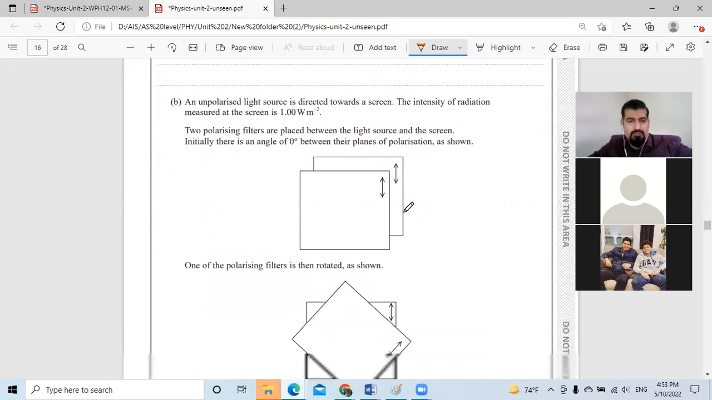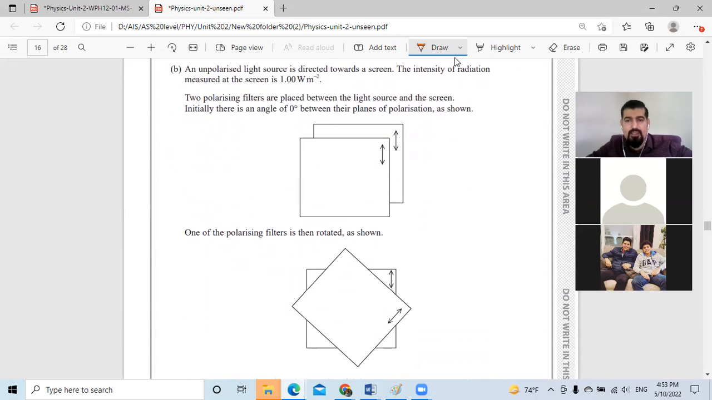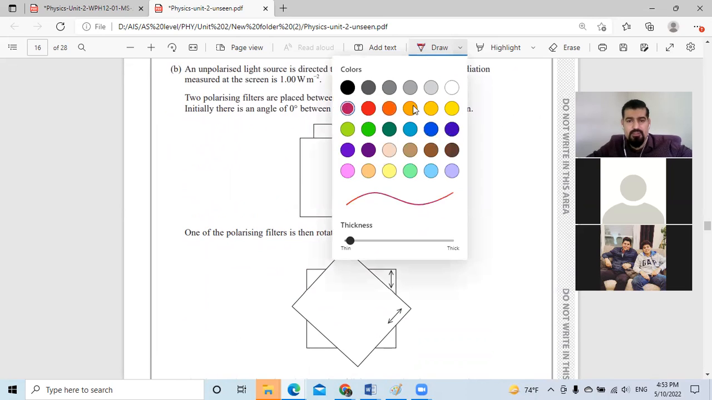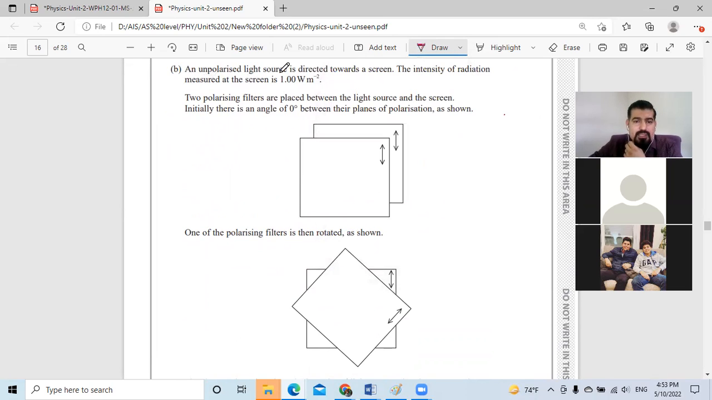Let's move on to part B. What do we have here? We have 2 Polaroid filters. The unpolarized light source is directed towards a screen. The intensity of the radiation measured by the screen is 1 watt per meter square. 2 polarized filters are placed between the light source and the screen. Initially they are at 0 degrees between each other. They are vertical between their planes, and the light is polarized as shown.